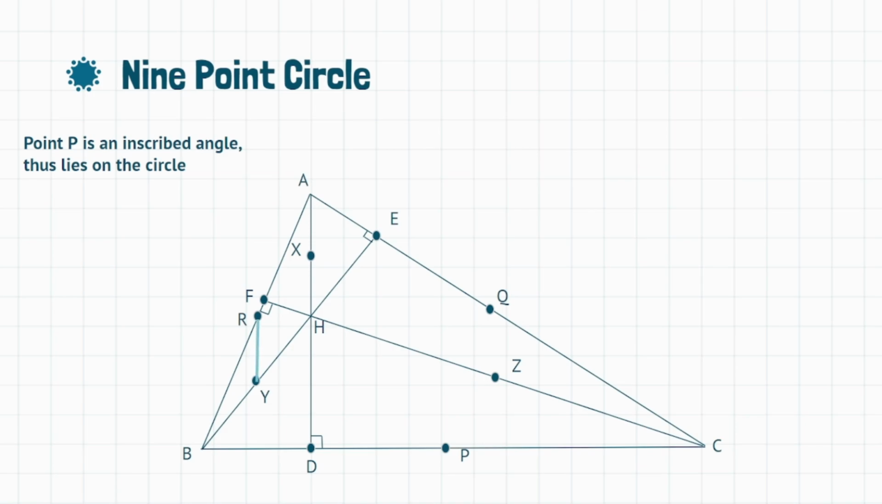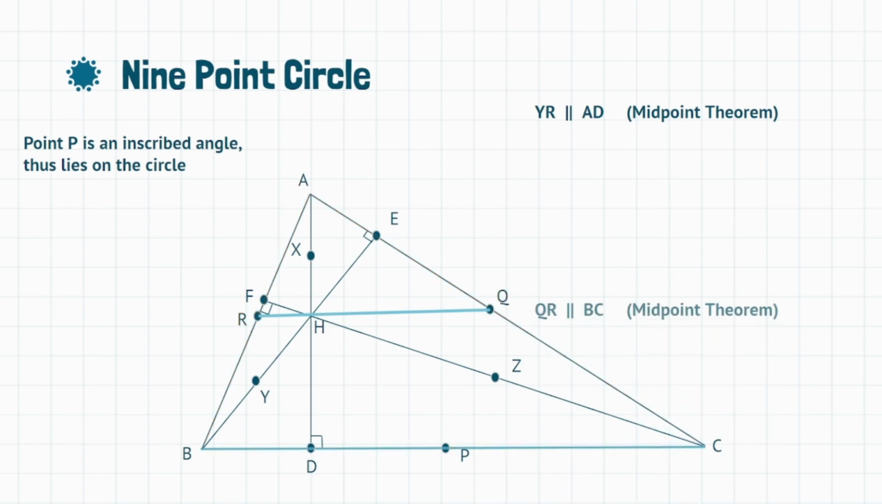Drawing line YR, since R is the midpoint of AB and Y is the midpoint of BH, YR is parallel to AH, thus AD. Likewise, we draw line QR, since R is the midpoint of AB and Q is the midpoint of AC, QR is parallel to BC.